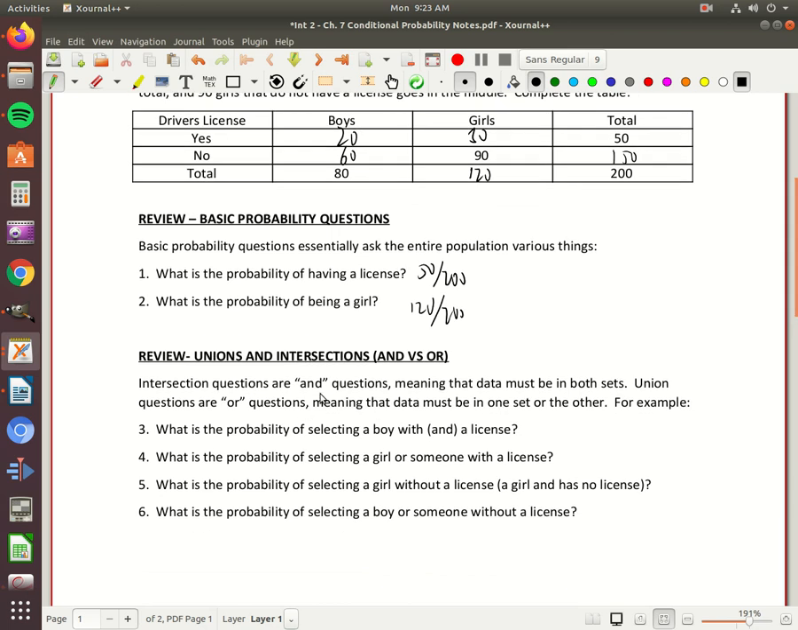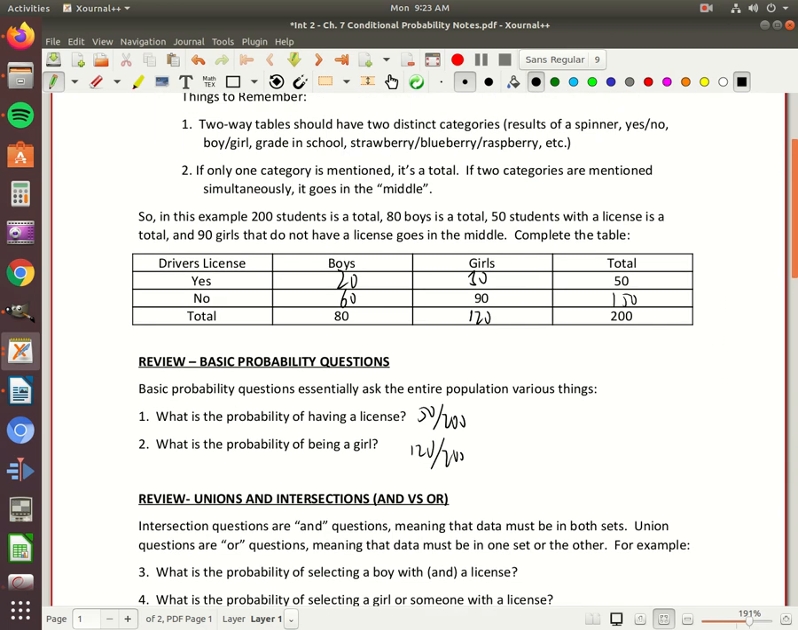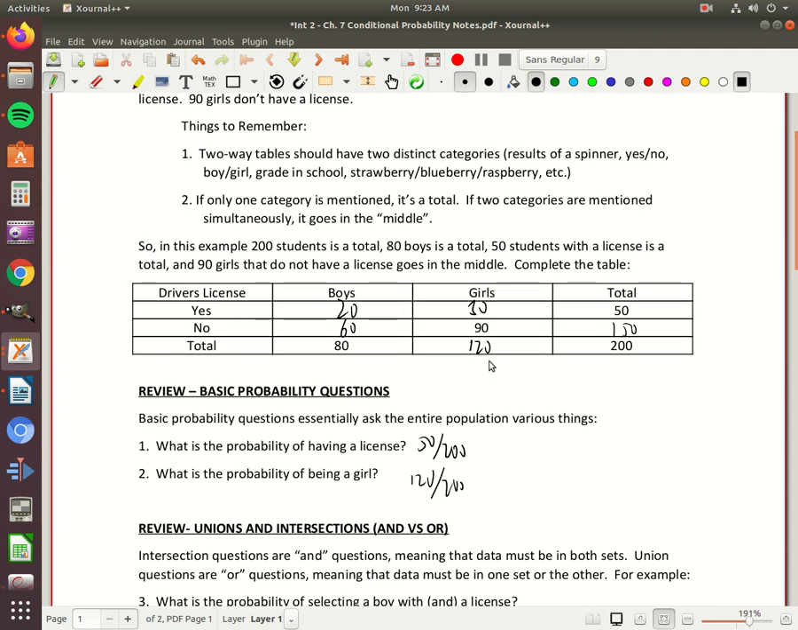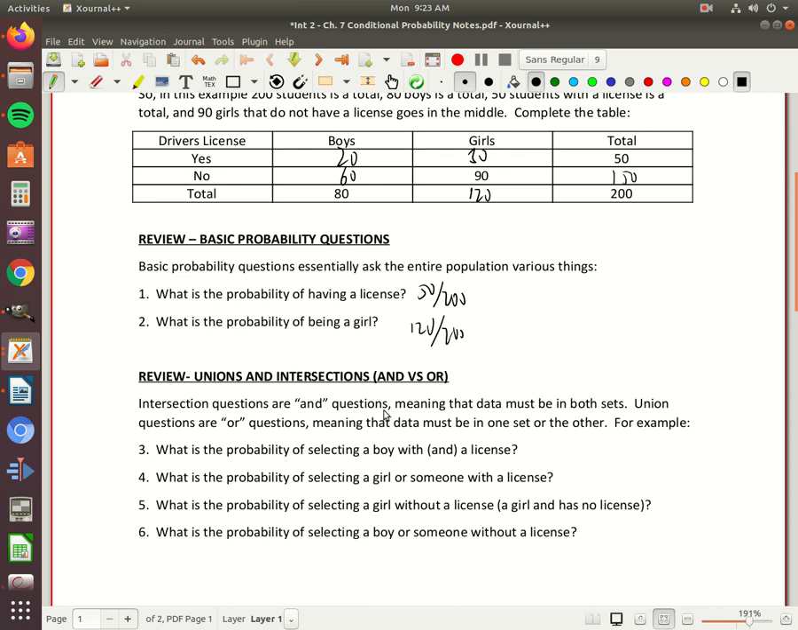Now, unions and intersections, again, we did this. I know I'm going a little quick here. So all of this stuff goes back to Integrated 1. This part right here was Integrated 2. I can't remember if it was chapter 2 or chapter 3, but we did that this year. So it says intersection questions are AND questions, meaning that data must be in both sets. Union questions are OR questions, meaning the data must be in one set or the other.